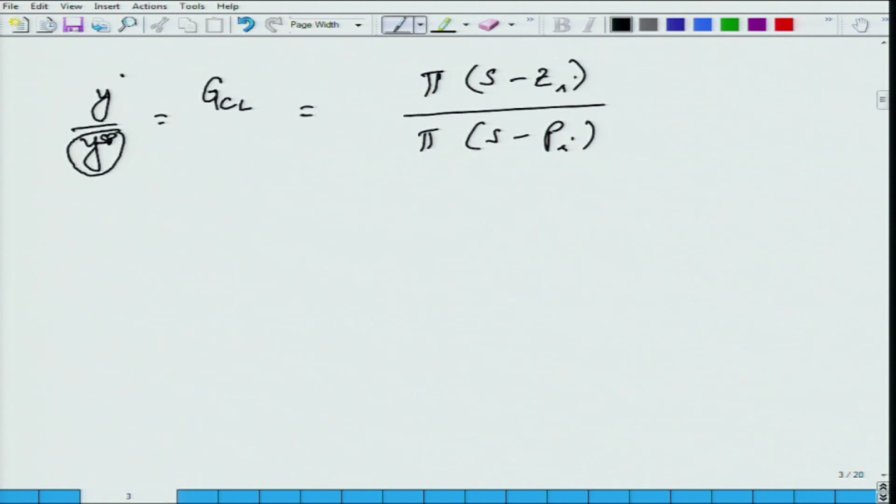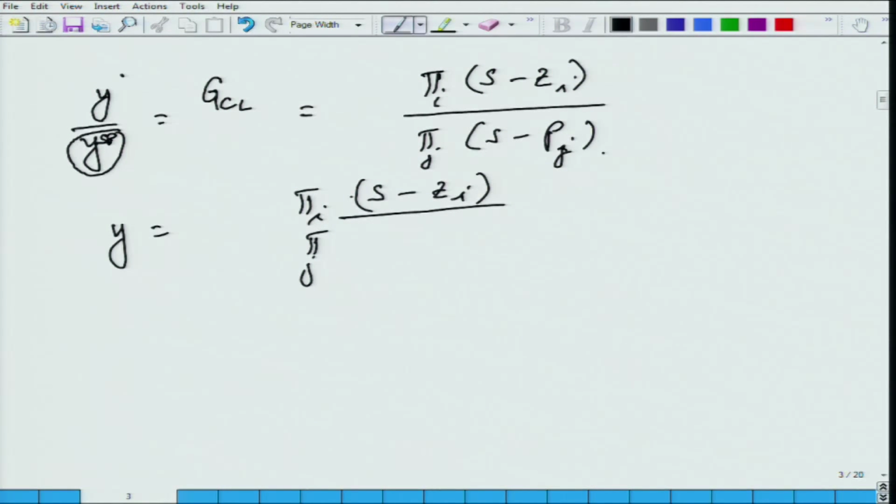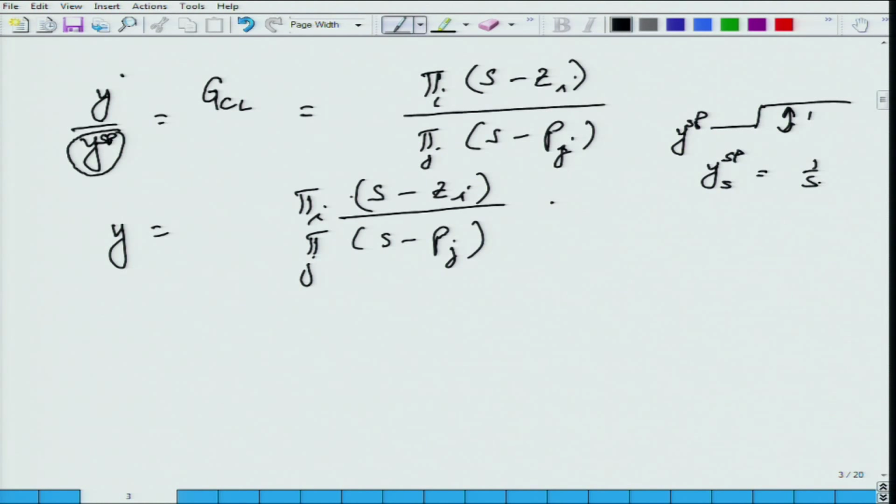this input is actually a step. If it is a step, then y will be equal to the Laplace transform of the product over i of (s minus z i) divided by the product over j of (s minus p j), times whatever is the change in y set point. So, let us say you are giving a step change in y set point, and it changes by a unit step. Okay. Then the Laplace transform of y set point, as a function of s, will be equal to 1 by s, and you can refer to a control book to see this.